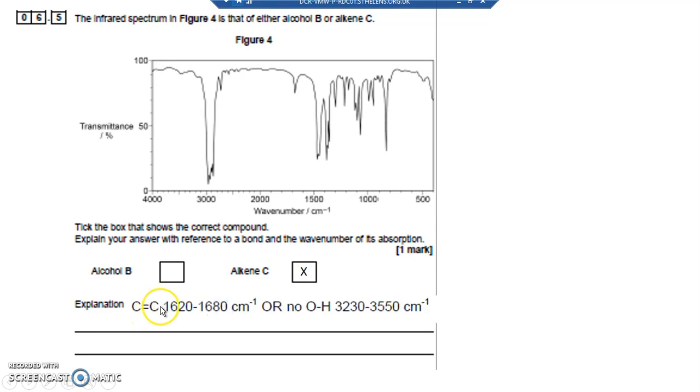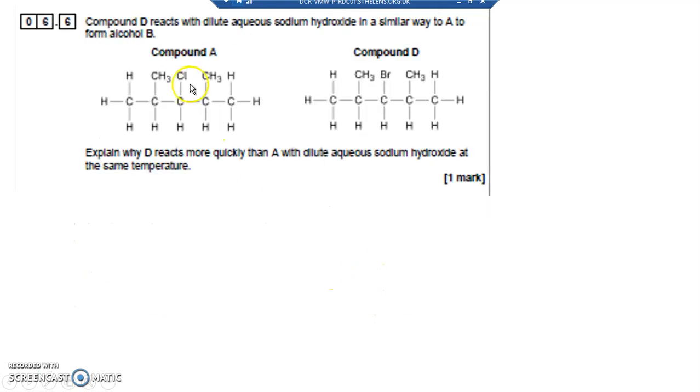Explanation: the carbon-to-carbon double bond, you must quote these numbers from your data book, 1620 to 1680. Remember, we're going right to left for our scale, so it is that one. So that one identifies the carbon-to-carbon double bond, or as I said, no OH at around about 3230 to 3550. Nothing here for an alcohol. Quote those numbers from your data book, you don't need to remember them.